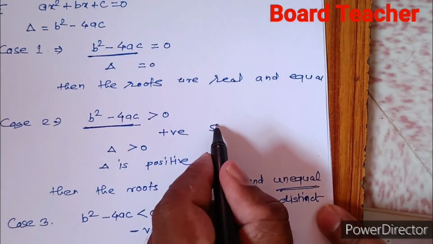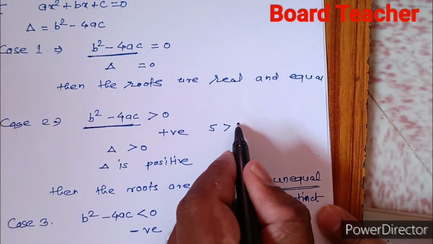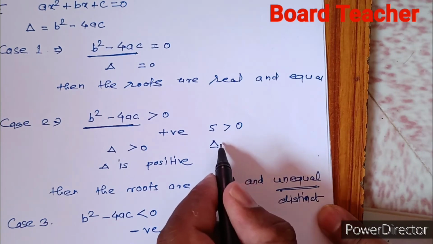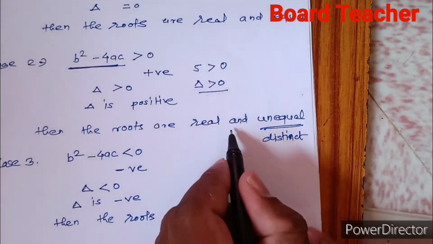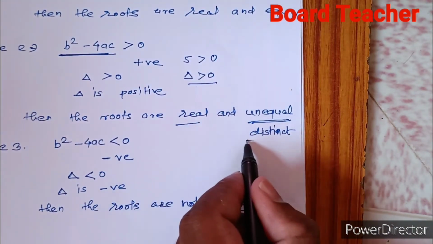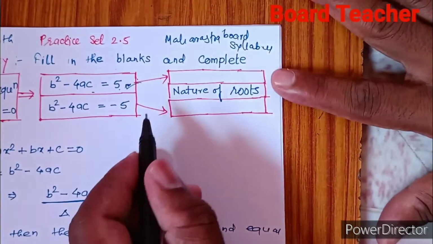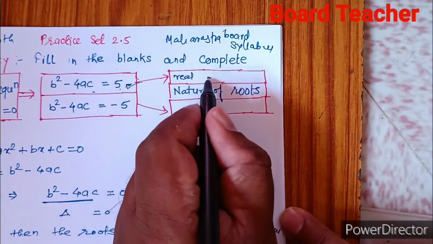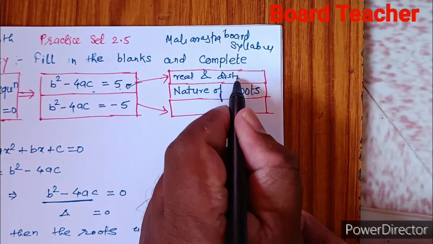Now here the problem is the value of b square minus 4ac is 5, which is positive. Here the value 5 is greater than 0. It means the value of delta is greater than 0. Therefore the roots are real and distinct. Therefore write down here real and distinct.